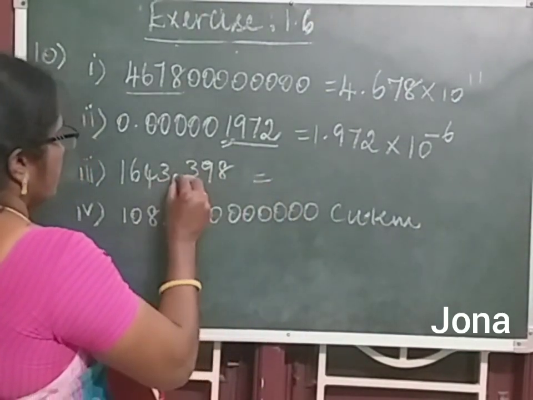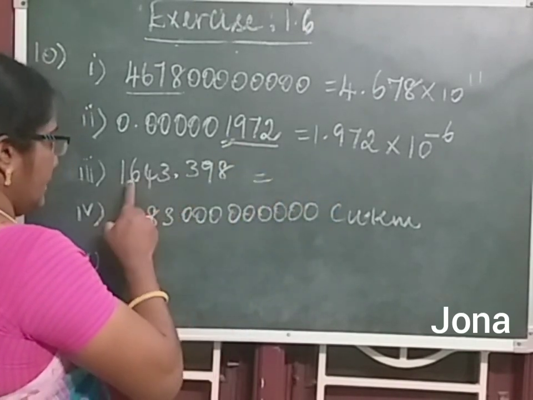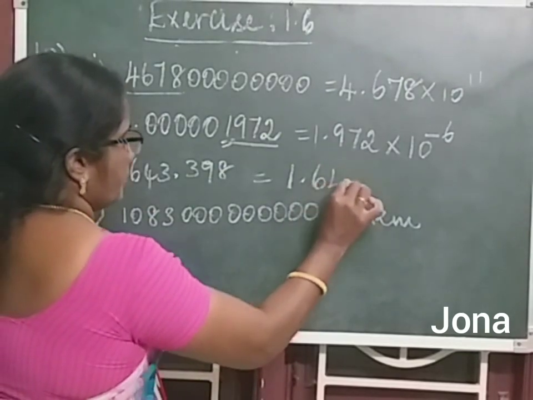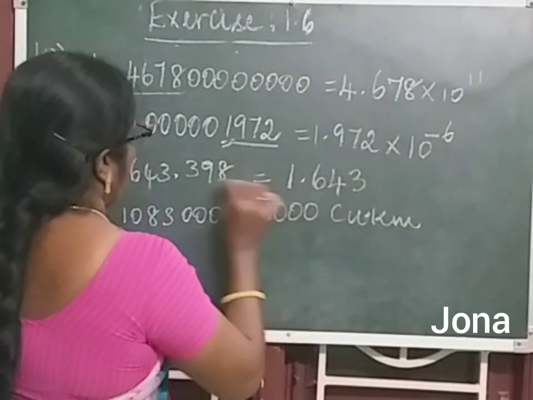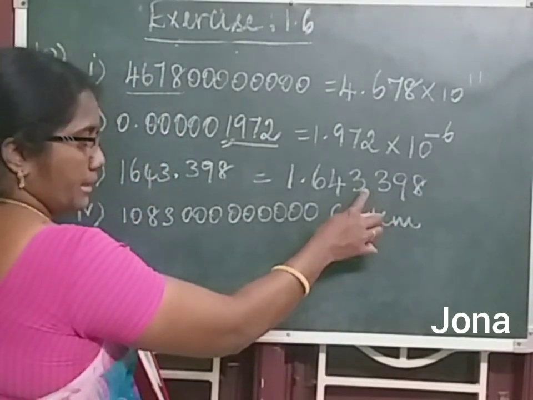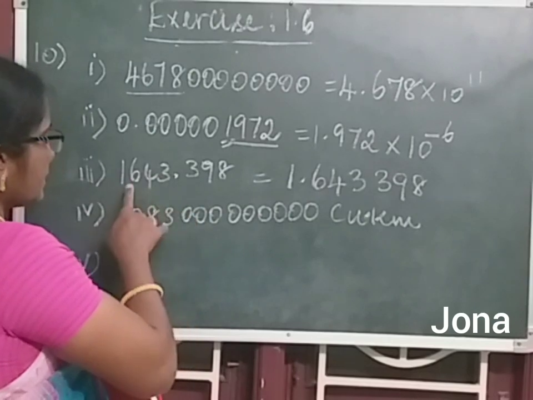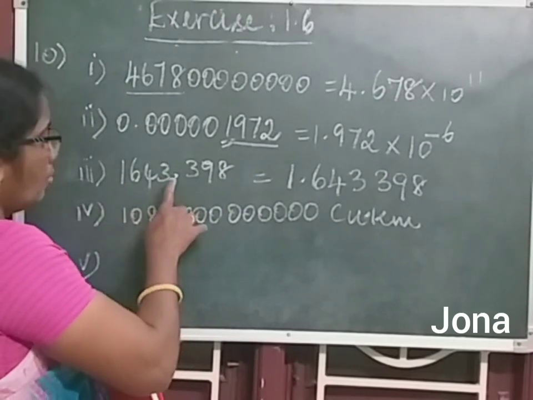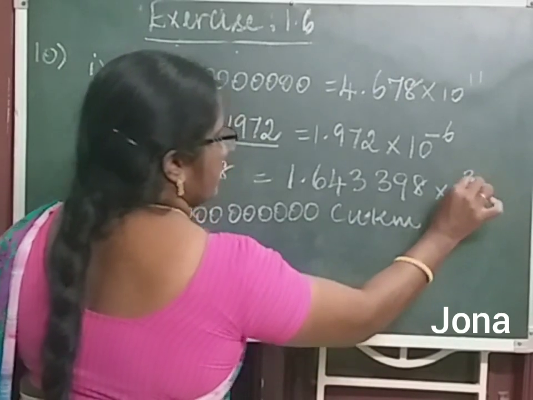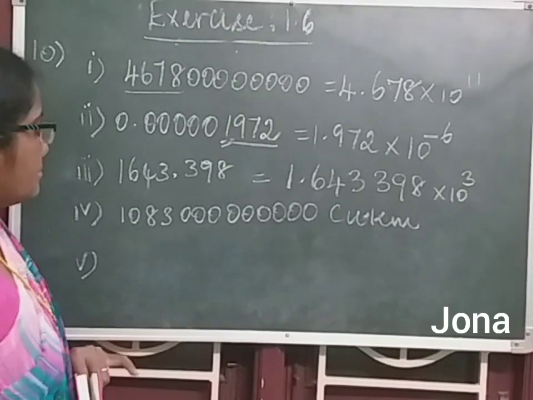Here a decimal is given, but I want to write like this. So keep the decimal here. That means 1.643. Again this 398. Don't put the decimal here because that decimal only came here. So after how many digits did I move the decimal point? 1, 2, 3. So I want to write 10 power 3 there. Okay. And then look at the next problem.